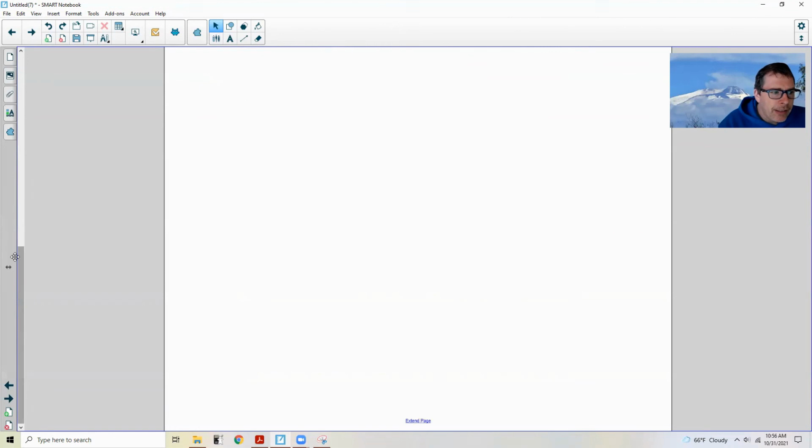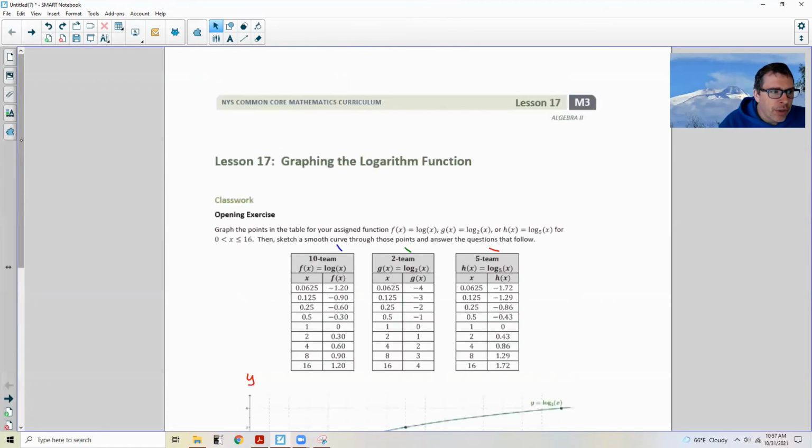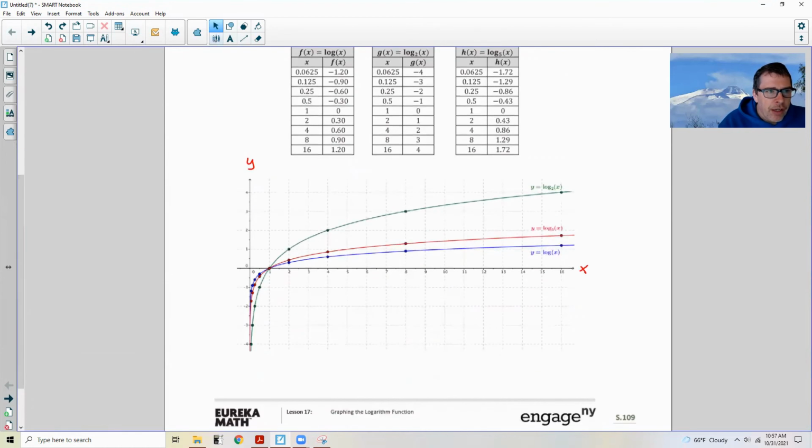Moving along to D. Find the coordinates of the point on the graph with y value of 1. Okay, so we're going to get different answers here. So we're going to come over to the graph. A y value of 1 is right here, and it hits 1 right here. So for team 2, it would be the point 2, 1. For team 5, it'd be the point 5, 1. And for team 10, it'd be the point 10, 1.